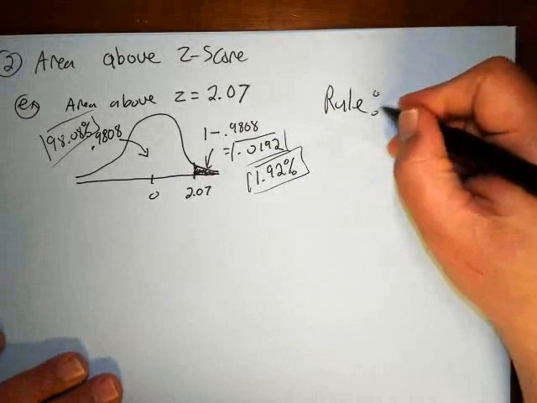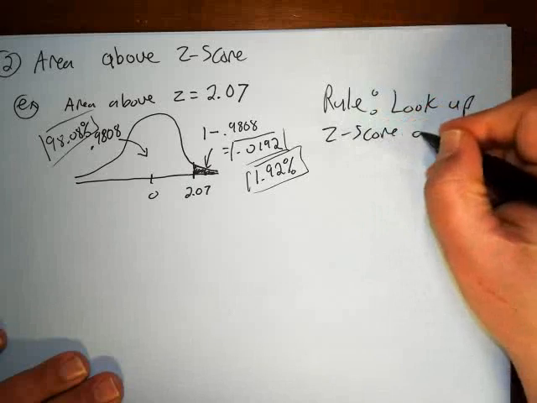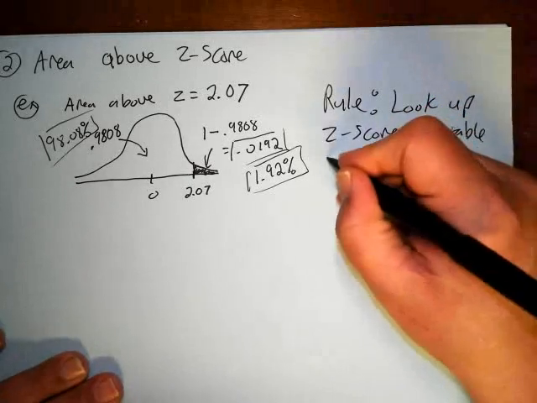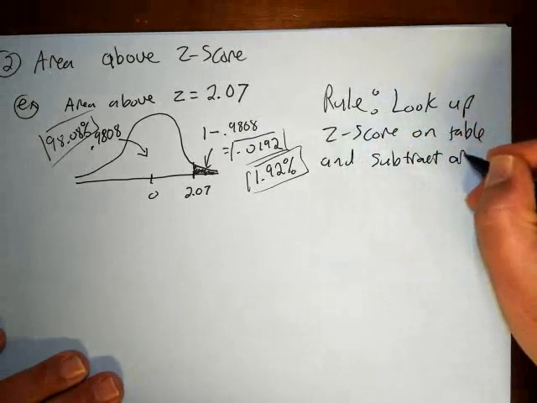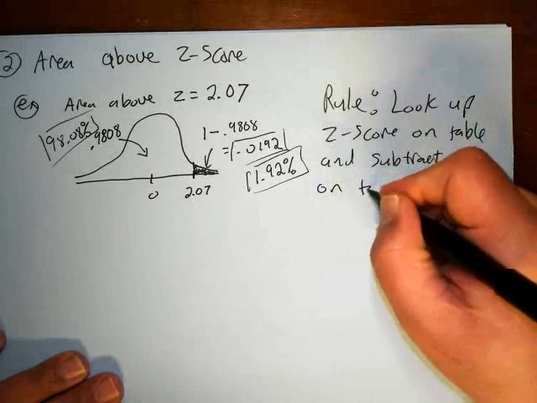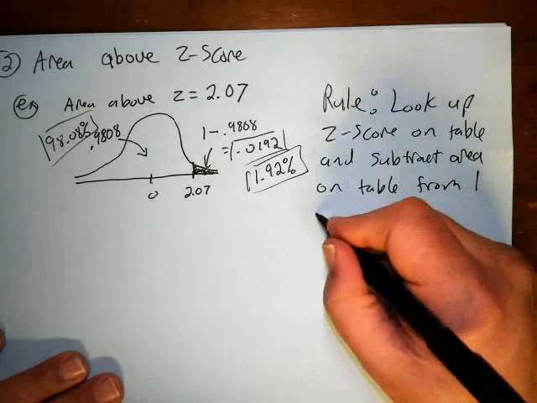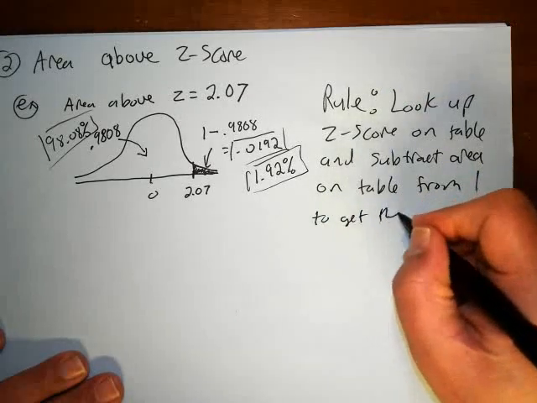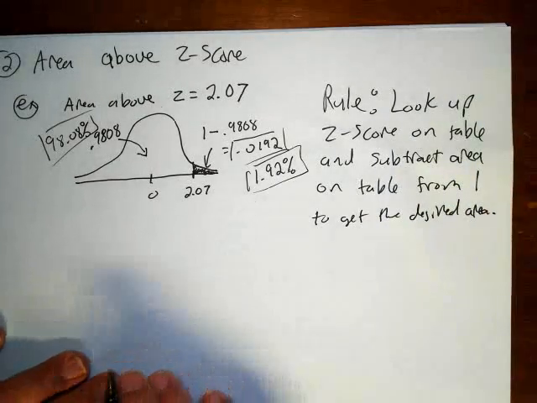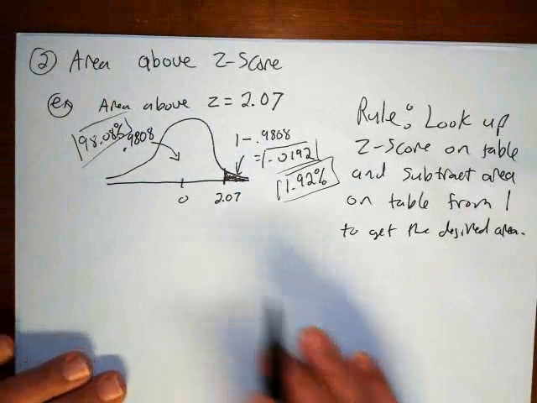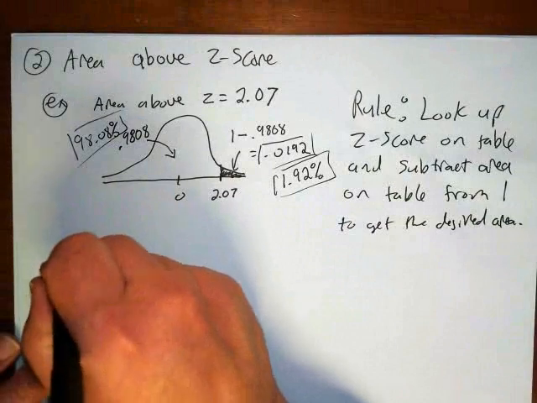Okay, so if I had to write a rule for this one, my rule would be: look up the z-score on the table and subtract the area on the table from 1 to get the desired area. So whenever you want to find the area above, you look it up on the table, but you have to subtract from 1 to get the area above. So let's try another one.